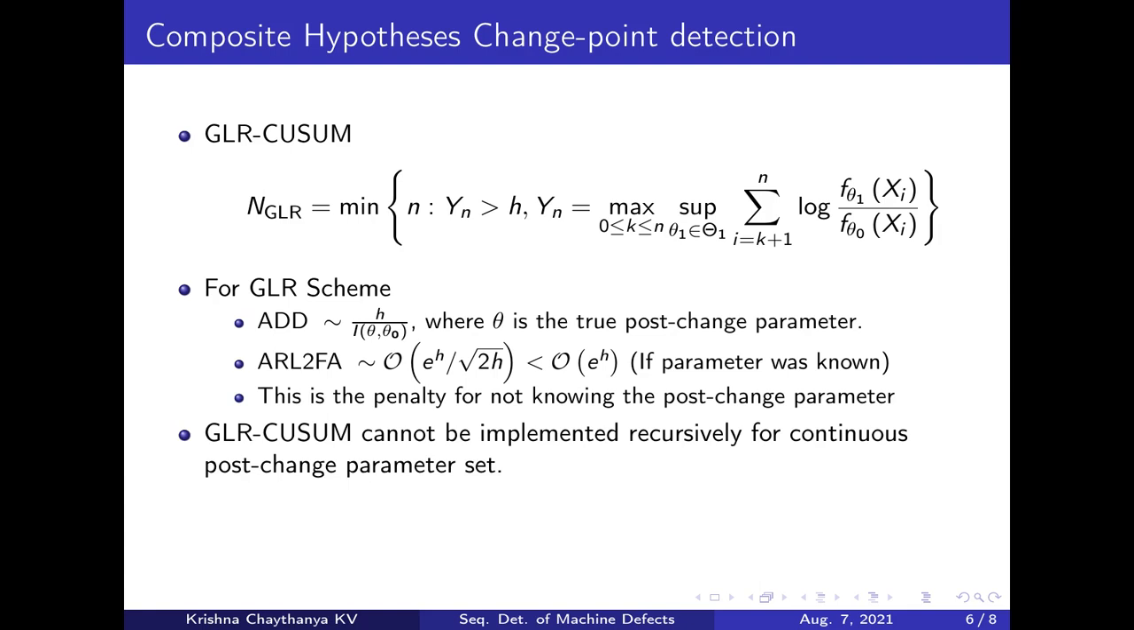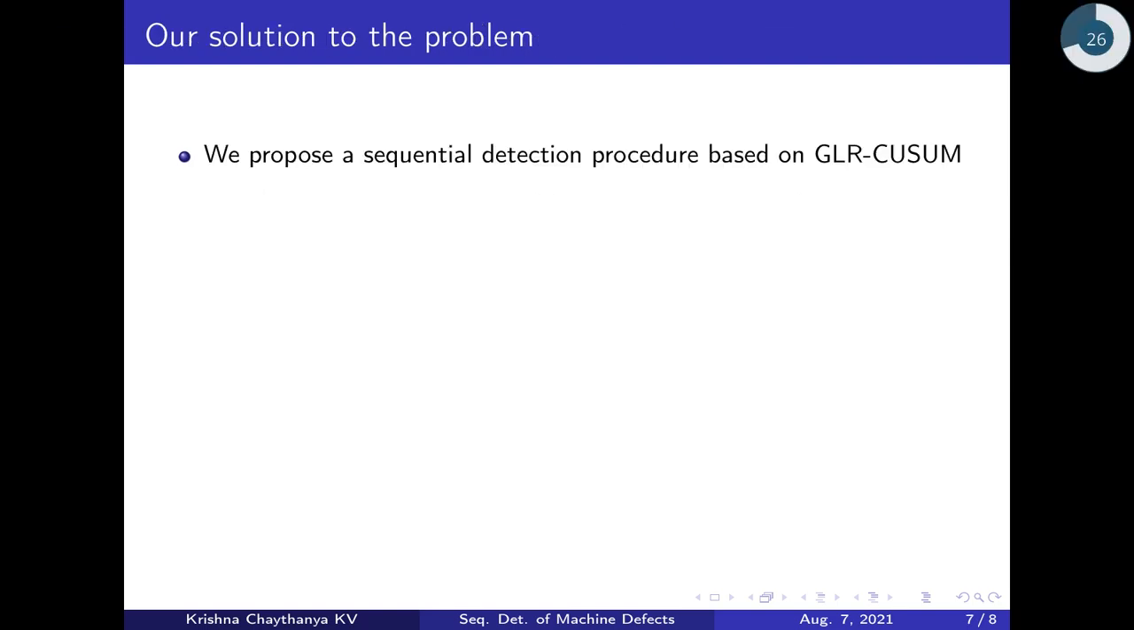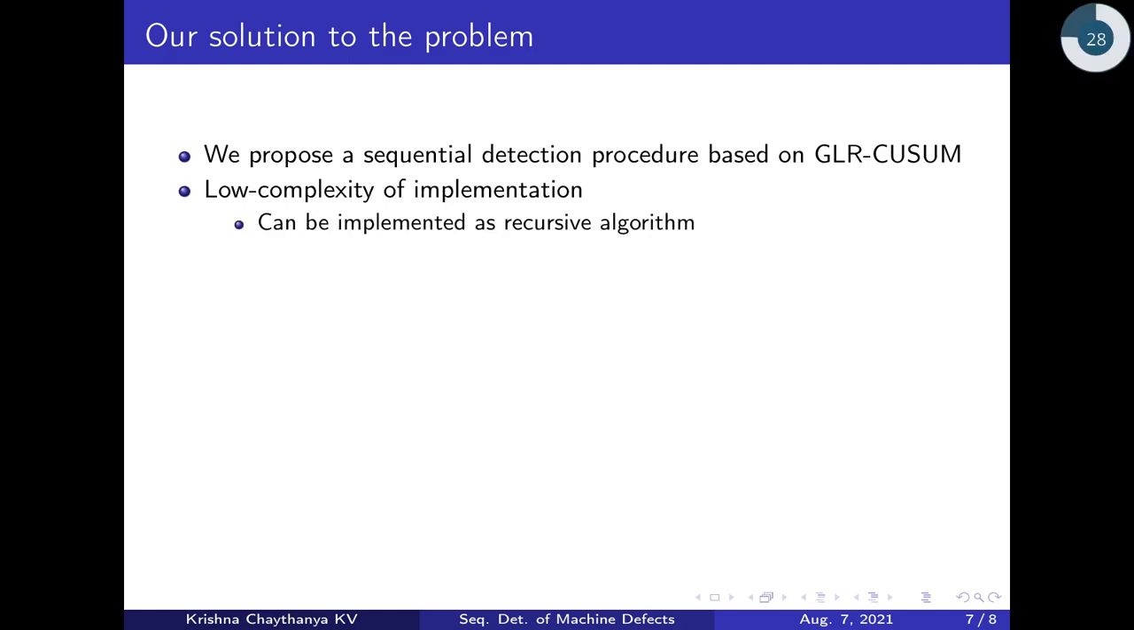To overcome this problem, we propose our version of the detection algorithm. So our solution to this problem is that we propose a sequential detection procedure which is based on the GLR CUSUM. Our algorithm has the advantage that it has a low complexity of implementation. In fact, our algorithm can be recursively implemented. Our algorithm achieves a false alarm performance, that is an ARL to FA, of the order e power h. Recall that the GLR CUSUM does worse than this.